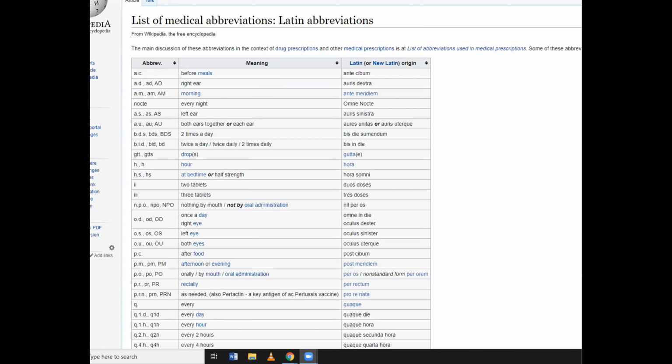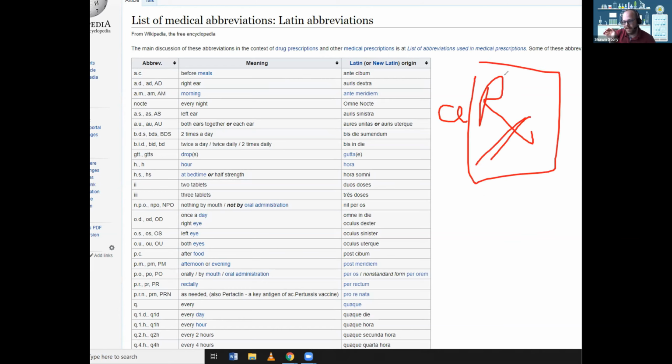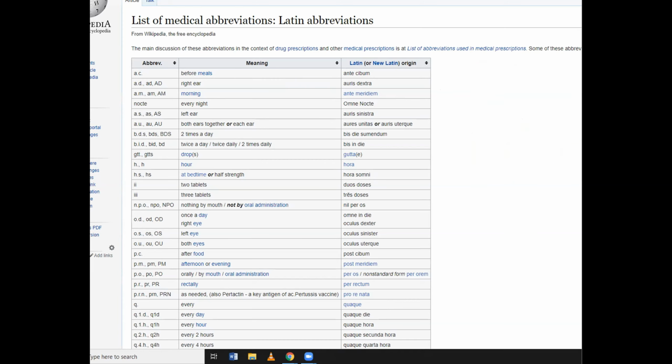Was it A and then the RX like that? Yes. So this would have been that symbol for medication, the RX, and then A meaning before. So before you give the medication. Thank you. Absolutely. Great question.